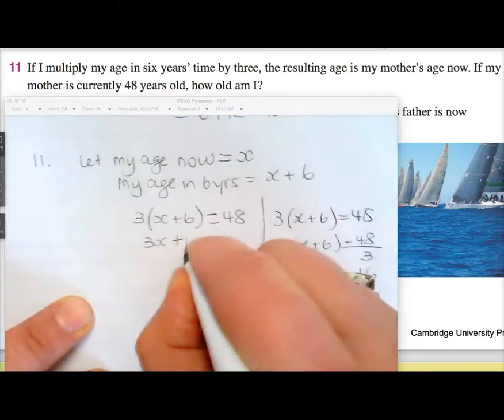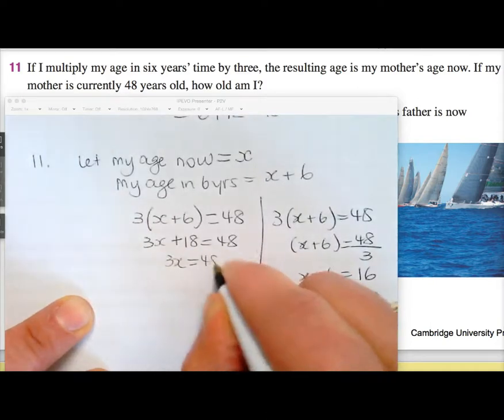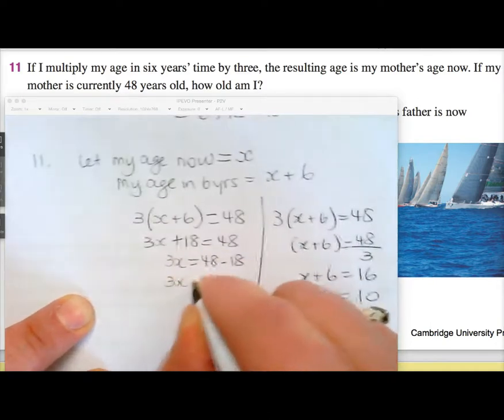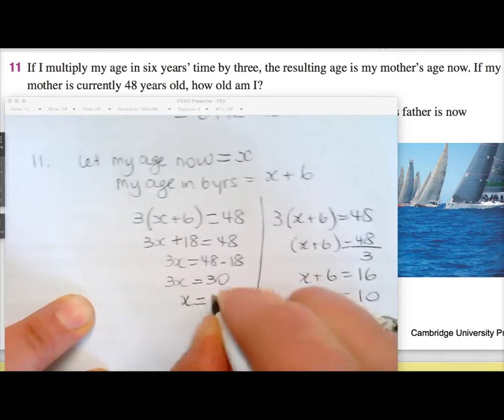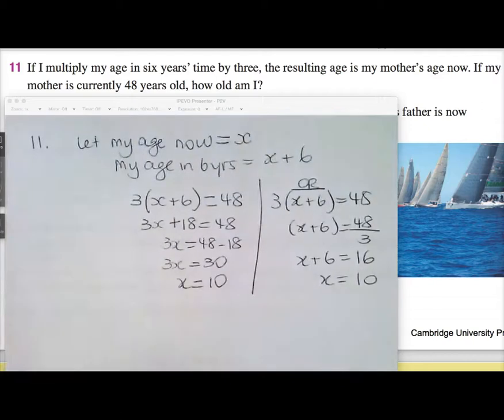Or you can go 3x plus 18 is 48. 3x is 48 minus 18, which is 30. And x is 10. Look, you can do it either way. You do it the way that you're comfortable.